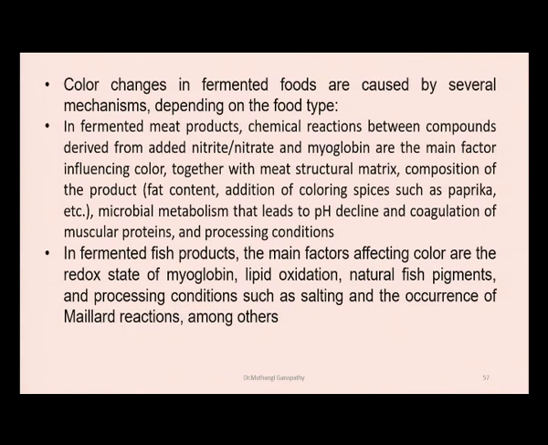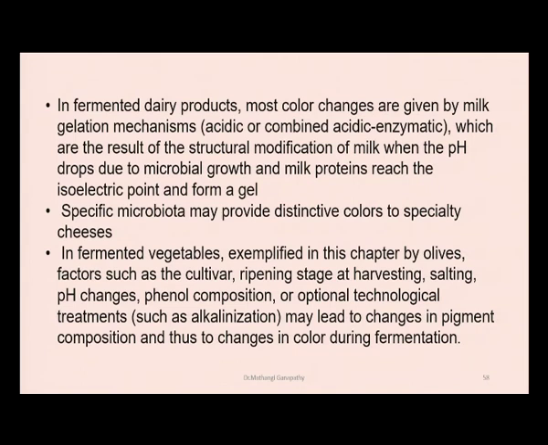In fermented fish products, the color development depends upon the redox state of the myoglobin, the lipid oxidation, the natural pigments which are present in the fish, and the processing conditions such as salting, the happening of the Maillard reaction and so on. In fermented dairy products, most of the color changes are given by the gelation mechanism of the milk. This can be acidic or combined acidic enzymatic. When this happens, there is a structural modification of the milk, the pH will drop because of the microbial growth, and the milk proteins will reach the isoelectric point and form a gel. When cheeses are formed, the specific microbiota which are used will give the characteristic specific colors to the cheese product. And in fermented vegetables, especially olives, the cultivar, the ripening stage, harvesting, salting, pH changes, the composition and the alkalinization all will lead to changes in the pigment composition which happen during fermentation.